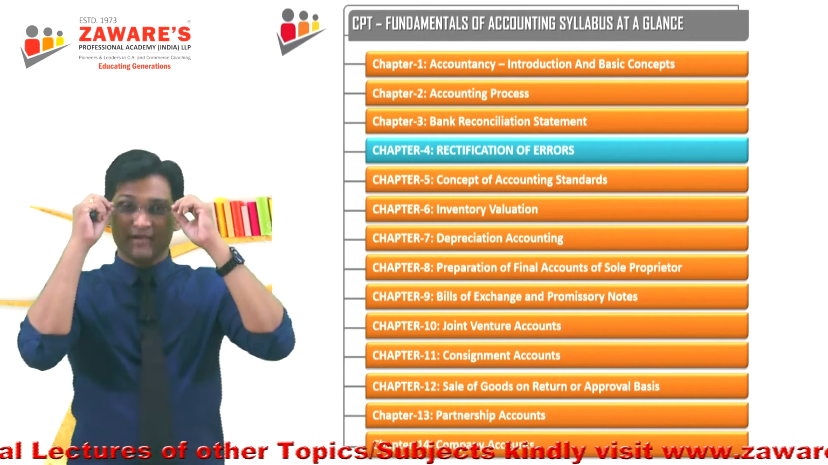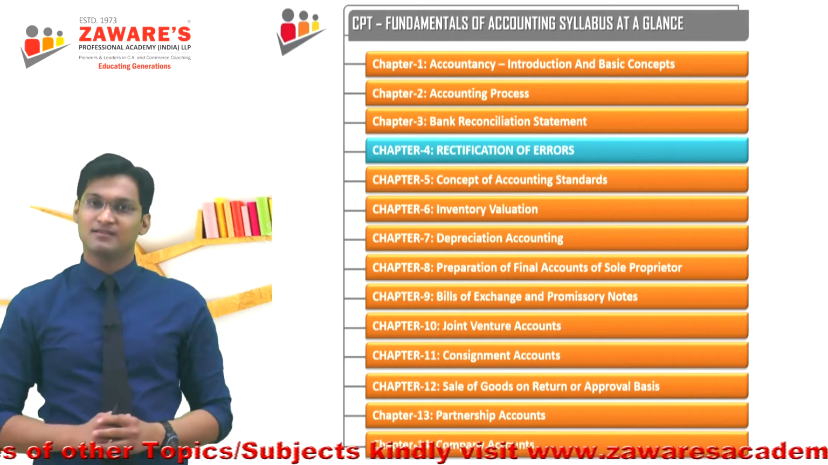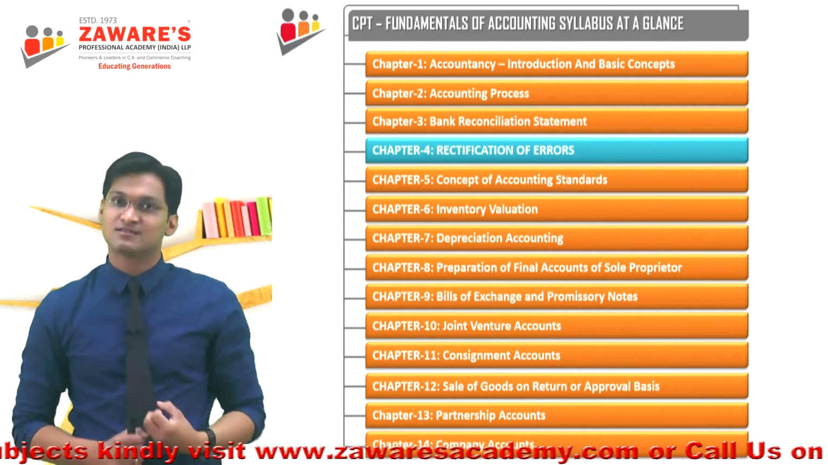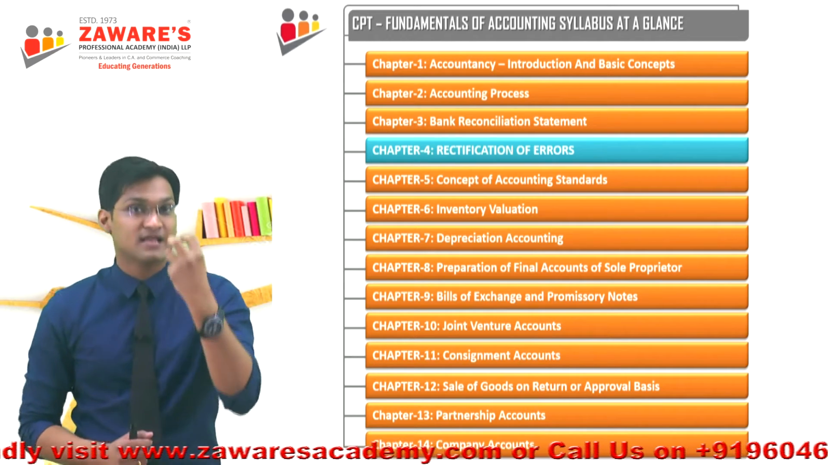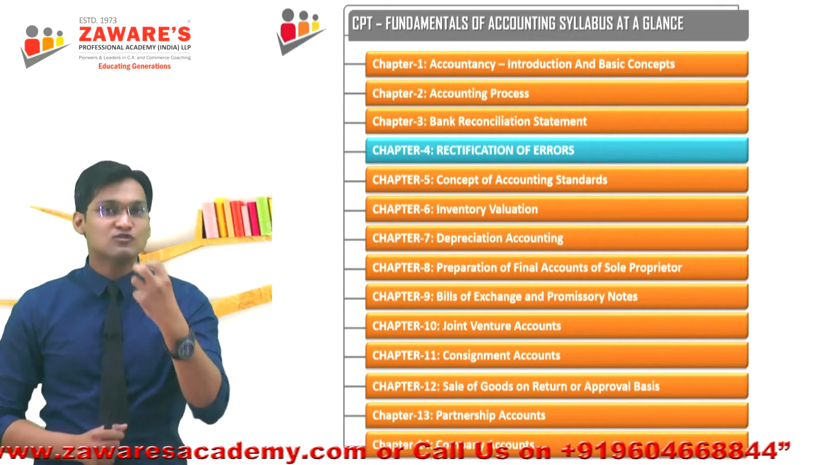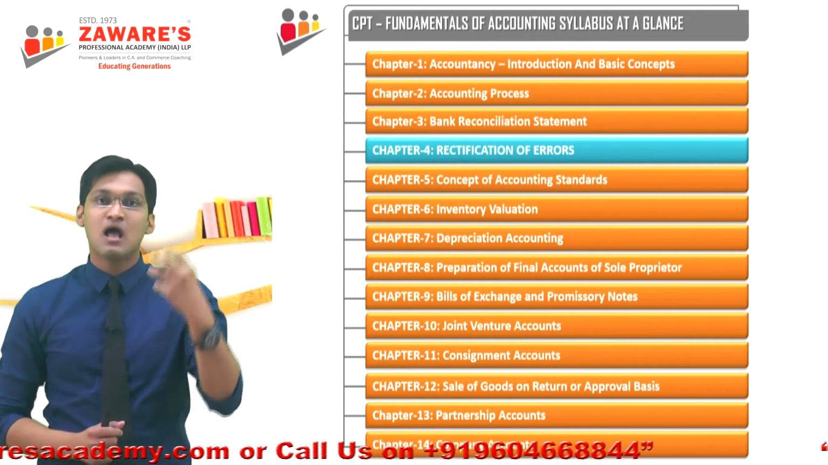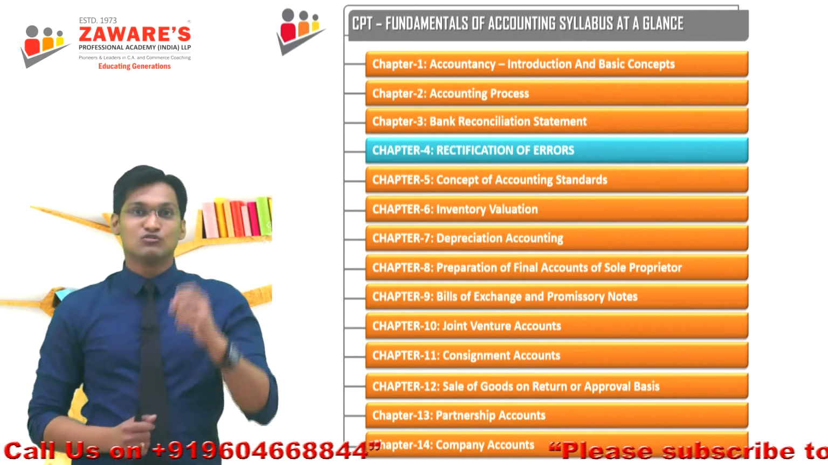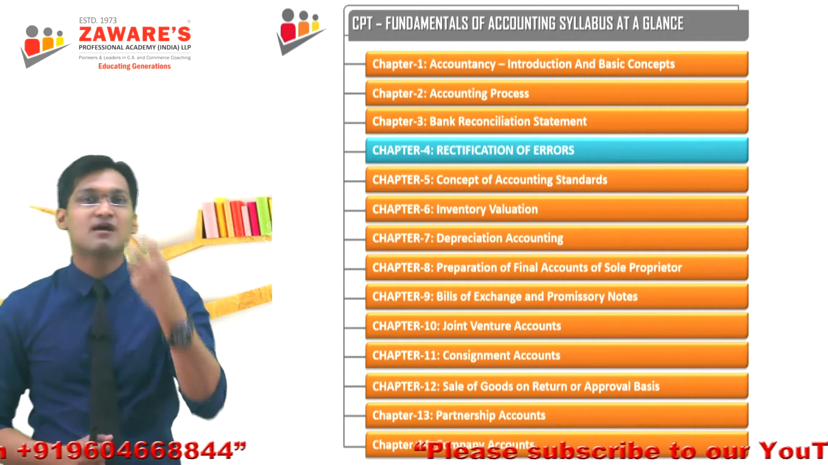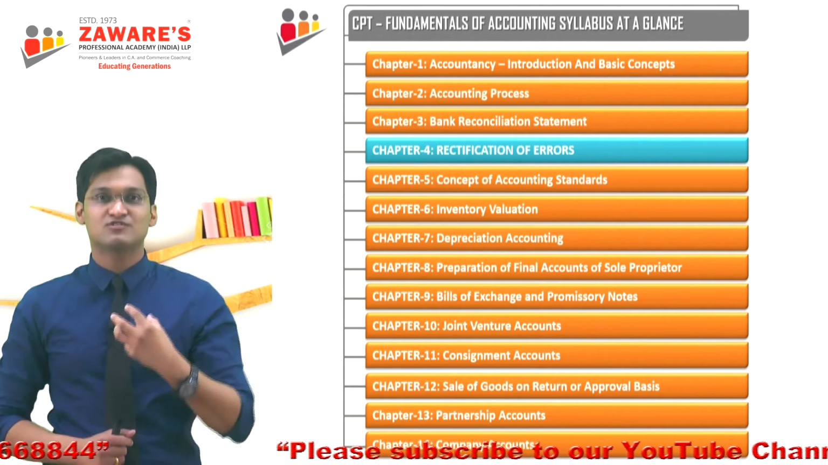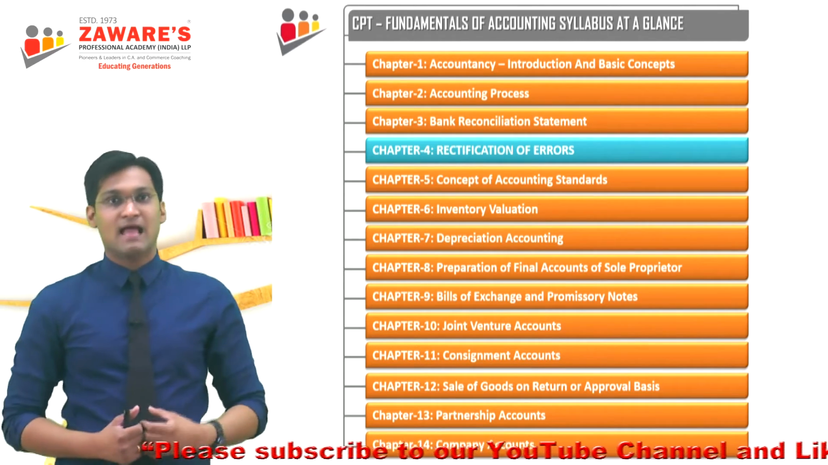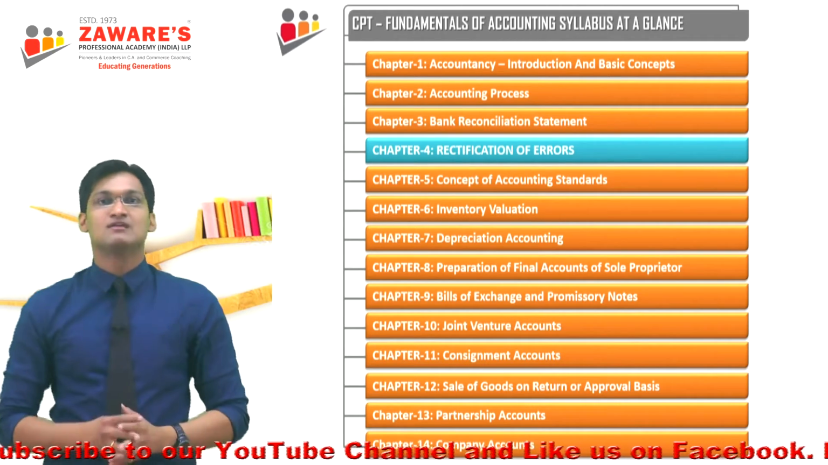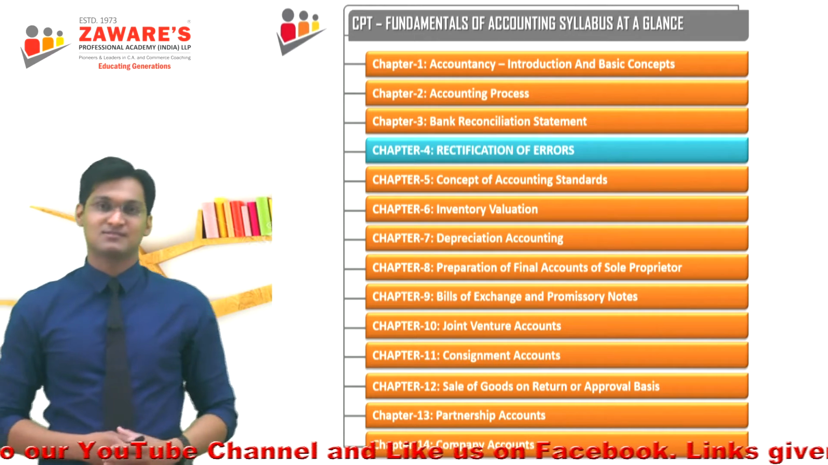If you see your ZPA study material of Fundamentals of Accounting, you can see that I have categorized all the topics into various sections. Section A comprises all those topics which relate to accounting essentials. That means those topics are required for you to develop your understanding and knowledge of the subject of Fundamentals of Accounting. After completing the first 3 topics, we are here on to the last topic of this section, chapter number 4, Rectification of Errors.